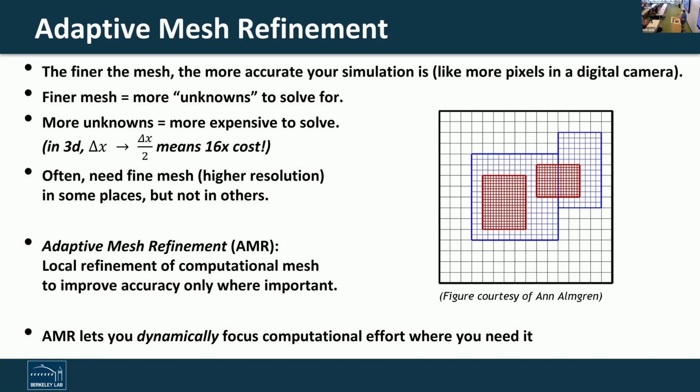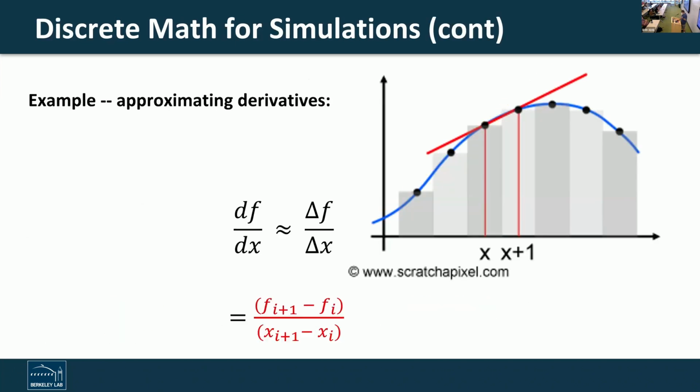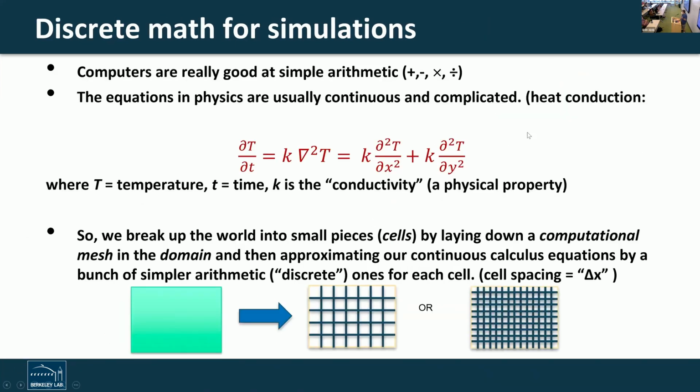And then, as you can imagine, the finer the mesh, the more accurate your simulation is. So the solution on this, can you see this? Can you even see this cursor? You can't, can you? The solution on this is much less accurate than the solution on this, right? You can imagine that, like a camera with more resolution, you get a better picture.